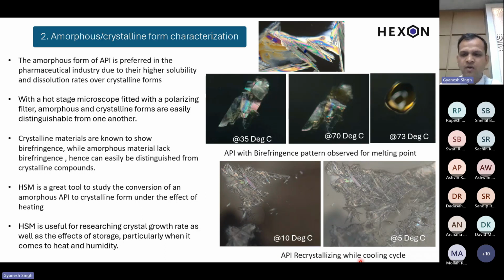So, API recrystallizing during cooling cycles. Sometimes some APIs or excipients may go through multiple heating and cooling cycles and change their form. So it is not that if it is not changing form once, it won't change later; probably after 20 or 30 cycles, I can understand the change in form. So even that part can be studied as a pilot project on the hot stage.